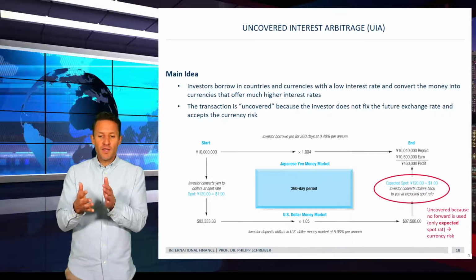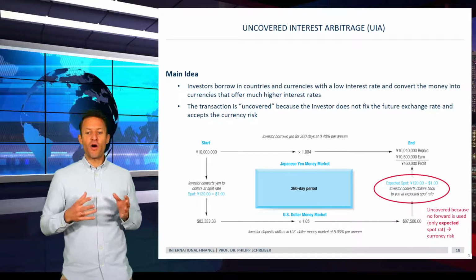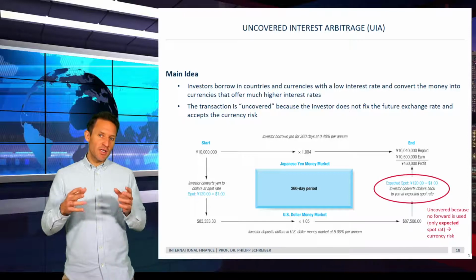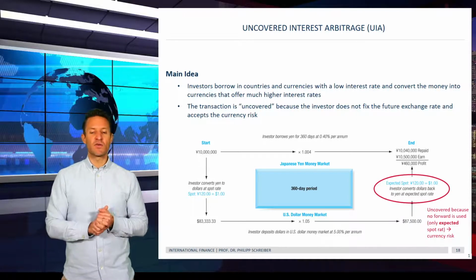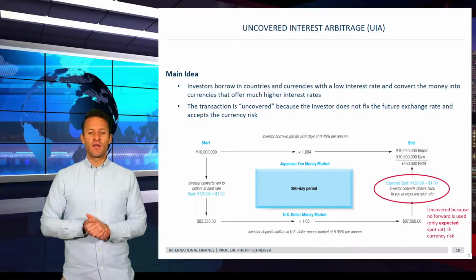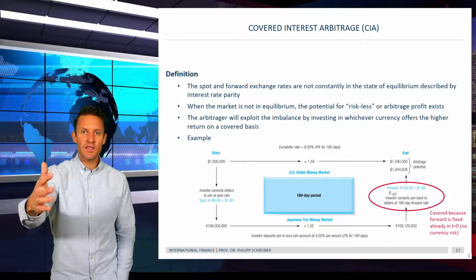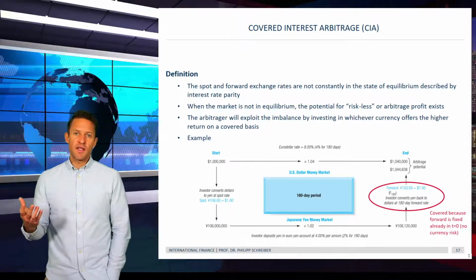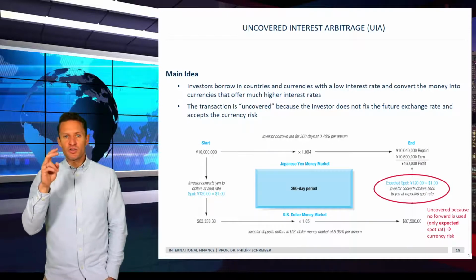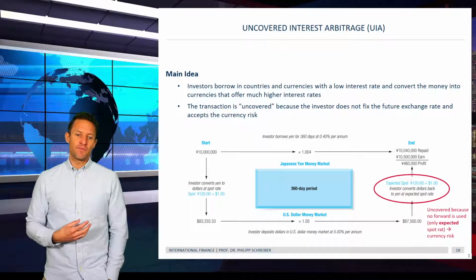But the problem is, it's just an expected spot rate. It's uncovered because no forward is used, only the expectation. So it's very, very risky, and the risk is basically currency risk. All right, so I showed you both of those transactions. This here is real arbitrage in the sense that you can make a riskless profit. This here is arbitrage, quote unquote, because it's not risk-free. You take on some risk.